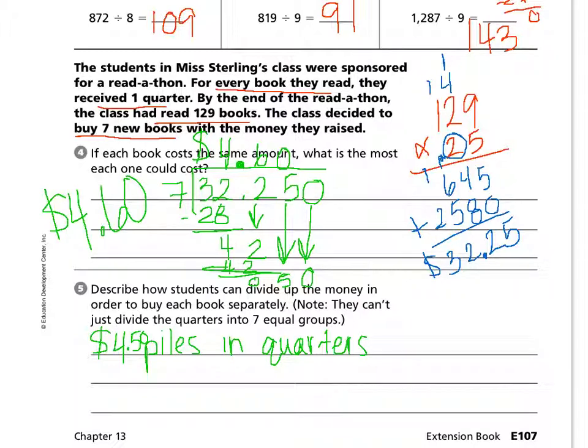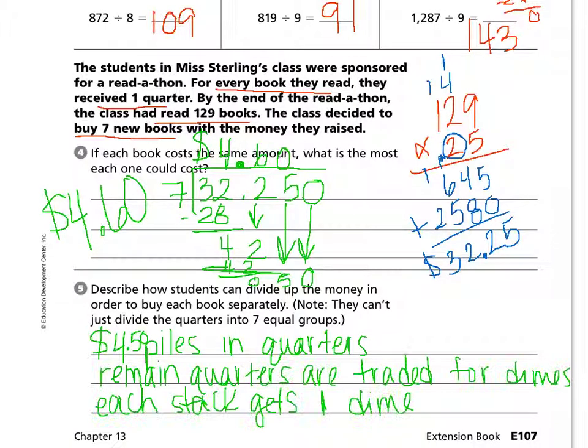You're then going to have to take the extra money and you're going to have to get dimes. Each pile will need 1 dime. So looking at this, you have $4.50 that can go into piles that are just quarters. The remaining quarters will need to be traded in for dimes, and each stack would get just one dime. That would end up equaling $4.60, which is what you need to buy each book.